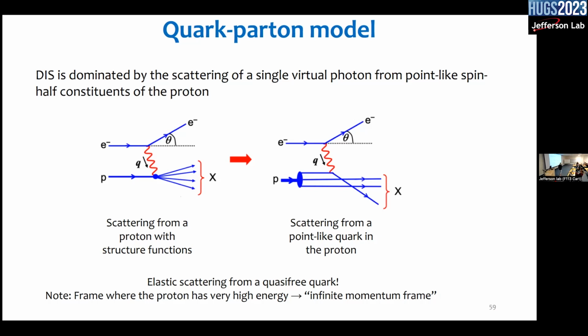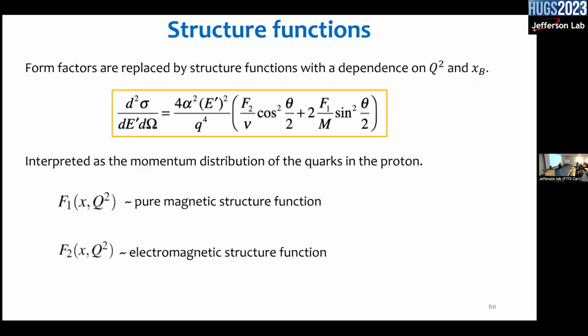But of course, quarks hadronize, so you're not just measuring a quark. And this works in the frame where the proton has very high energy, so we call this the infinite momentum frame. Like I said, form factors are replaced by structure functions with the dependence on both Q squared and x. They're defined here, right? F1 is more of a magnetic structure function, F2 is an electromagnetic structure function, and these aren't the Fourier transforms of the charge distributions like we talked about before. These are more related to the momentum distribution of the quarks inside of the proton. So that's what we think of.